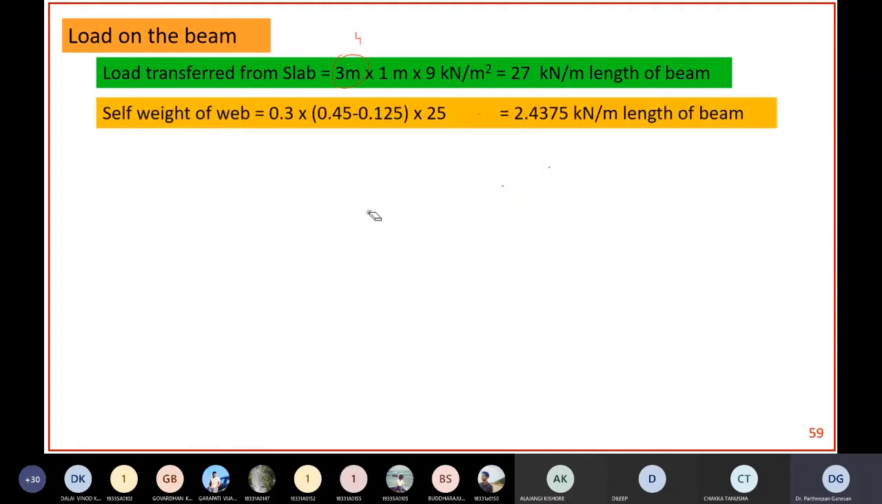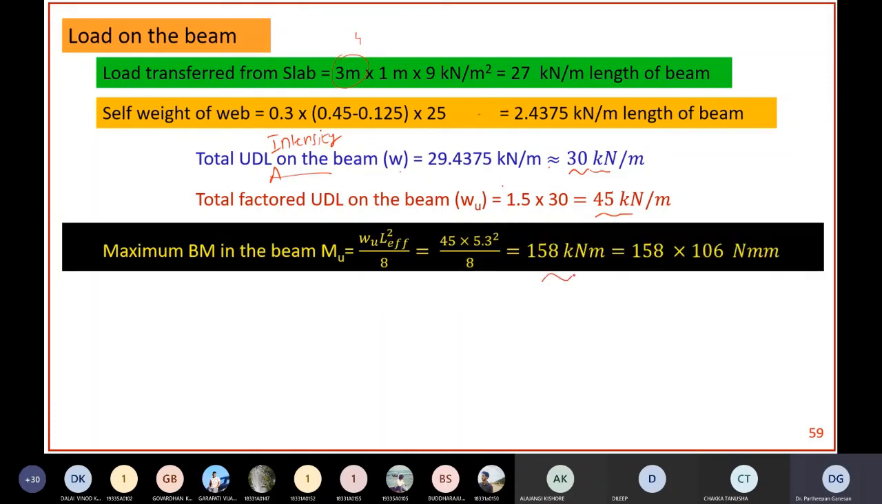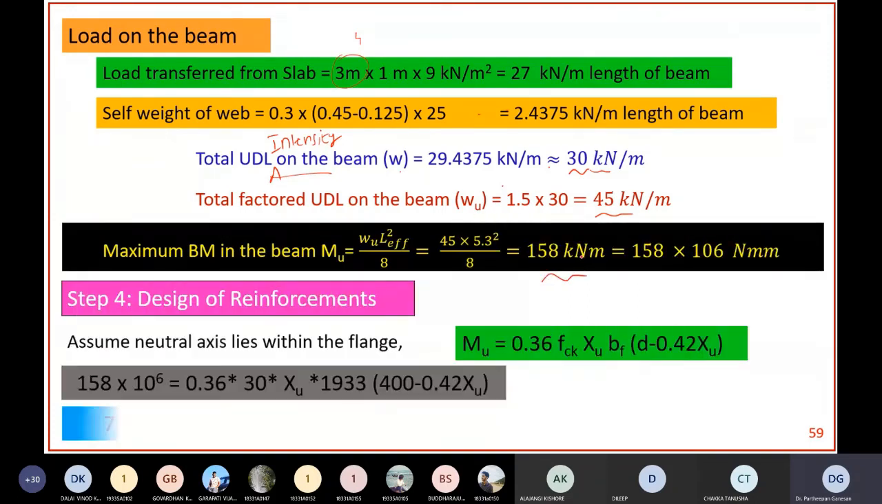Similarly, the self weight of the web also you have to include. This is the total UDL on the beam, UDL intensity on the beam is small w. I have rounded it to a whole number. Then you find out the factored UDL intensity, and after that you find out the bending moment values. After that everything remains the same.